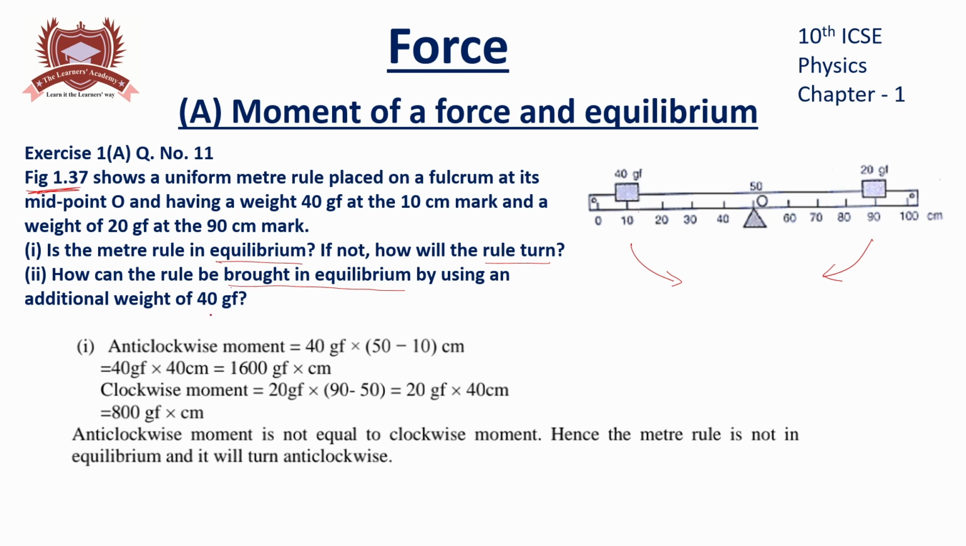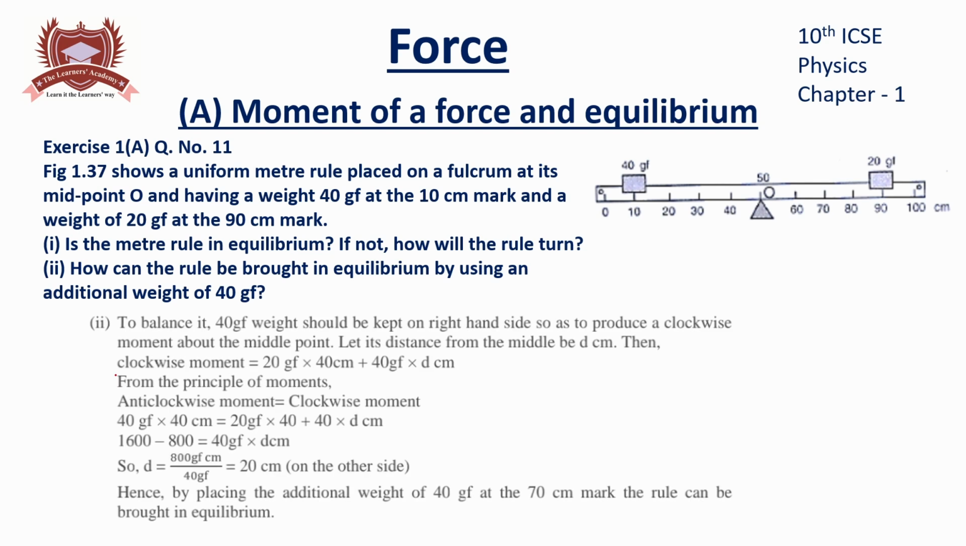Now they've given us this in the second part. So obviously the rod would move, it is not in equilibrium, and it would move in the anti-clockwise direction. Now how can we bring the rule to equilibrium? By adding 40 gram force.